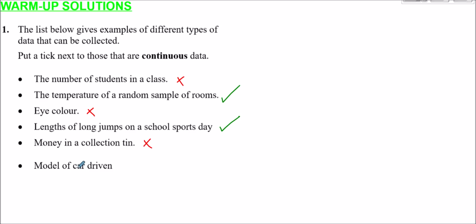And finally, model of car driven. This, like eye colour, is a quality of a car, not quantitative. Model might be a Ford, BMW, Jaguar, whatever. It's qualitative data, not quantitative, therefore it's not continuous, so we put a cross next to that one. Let's have a look at warm-up question 2.